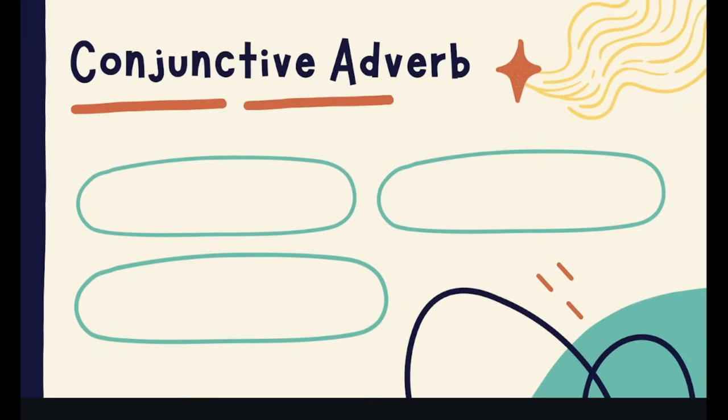Another adverb is the adverb of frequency. So the frequency describes how often an action occurs. And the other one is the conjunctive adverb.